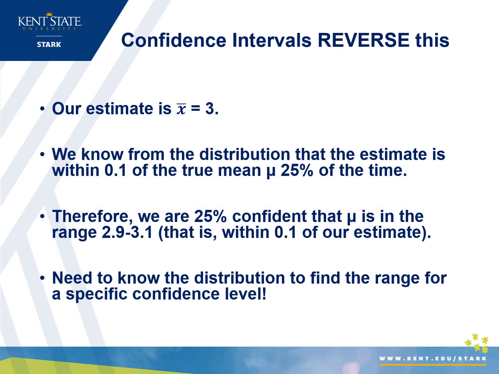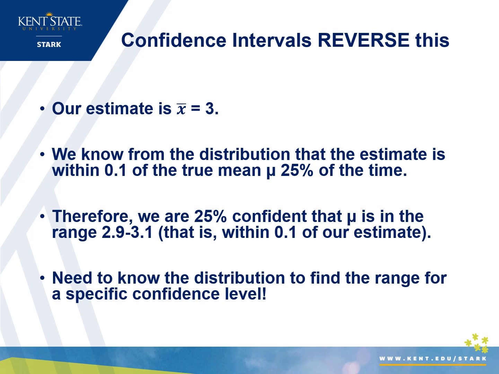What confidence intervals do then is reverse this process I just did. With the die, we have the advantage of knowing the true mean, so we recognize the sample mean is going to deviate a bit because of randomness. In many cases, though, we don't know what the true mean is. That's what we're trying to figure out. But it's still true that the sample mean is going to deviate from that true mean because of randomness.